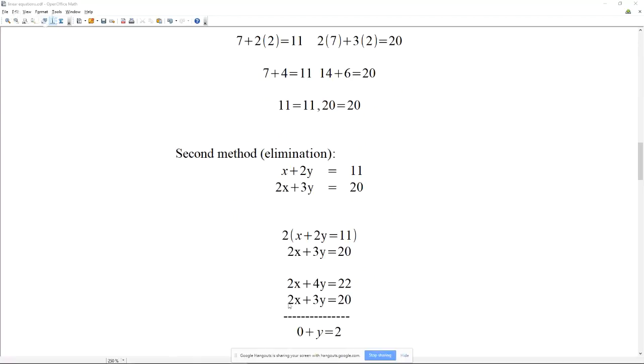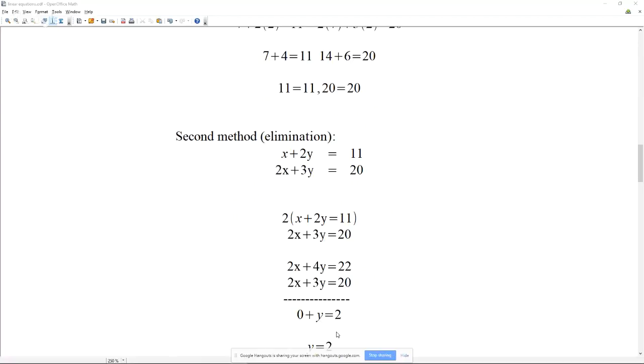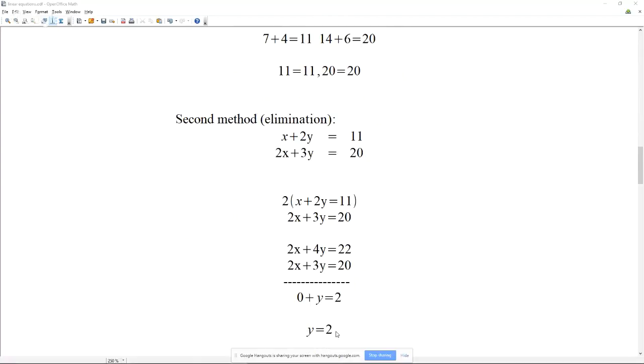Go ahead. Okay, so I'm subtracting this whole equation from the top. So 2x minus 2x is 0, or 0x. 4y minus 3y is 1y. And then 22 minus 20 is 2. So I'm left with y equals 2. I've now found the value for y.